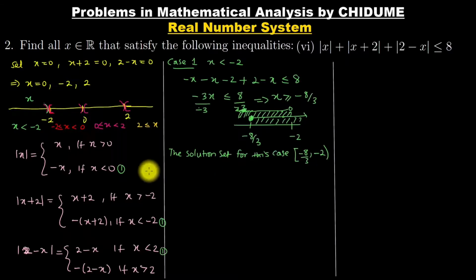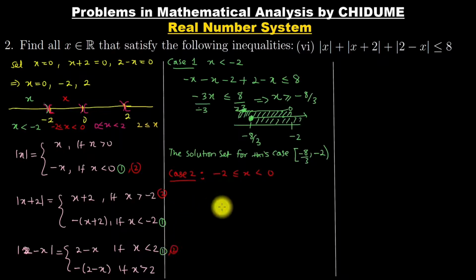And for the second case, we are considering the interval negative 2 less than or equal to x less than 0. So we are looking at this region here. So when x is greater than negative 2, this is for the second condition. So for case 2, when x is greater than negative 2, obviously x will be less than 0, and x will be less than 2 also.